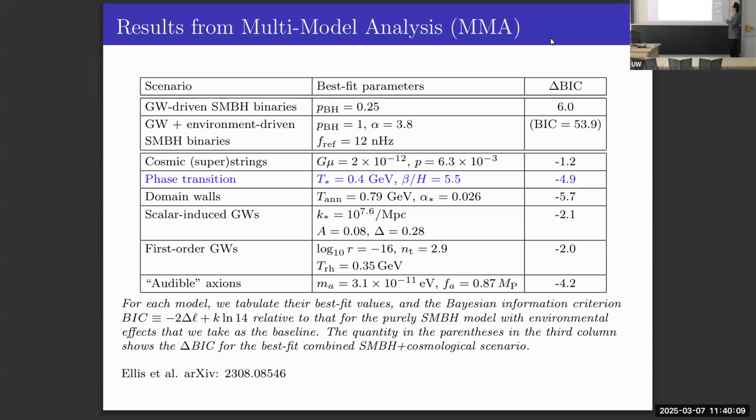Perhaps I should say what this delta BIC is, well, Bayesian information criterion. Essentially, this is the likelihood, with a similar role to chi-squared. But then we have plus k, the number of parameters of a model, times the logarithm of the number of measurements. We have 14 frequency bins, so this is the logarithm of 14, and k depends on how many free parameters each model has.